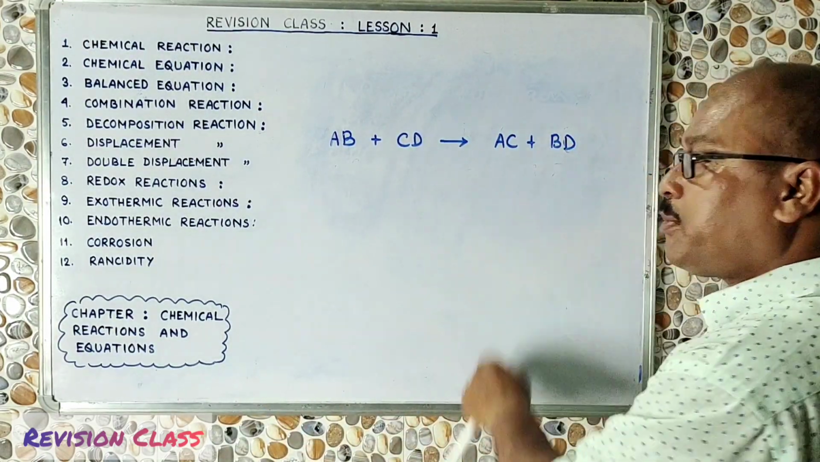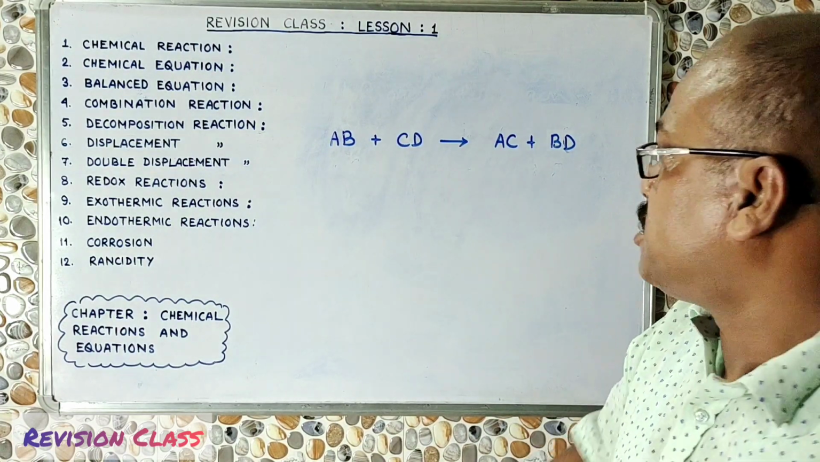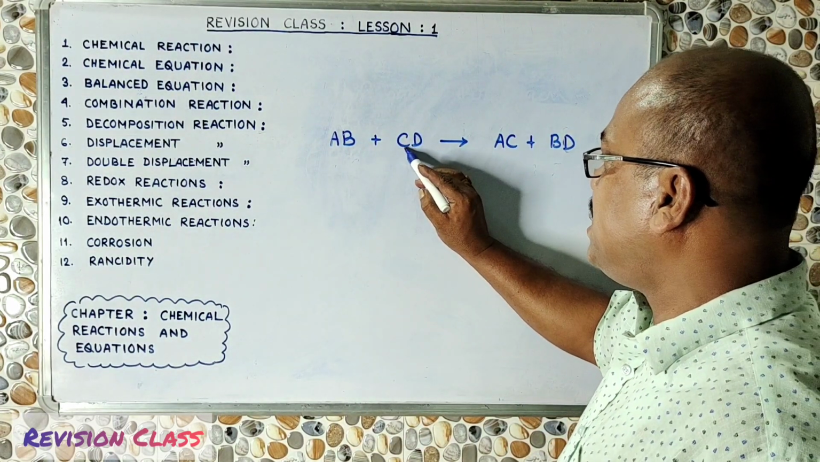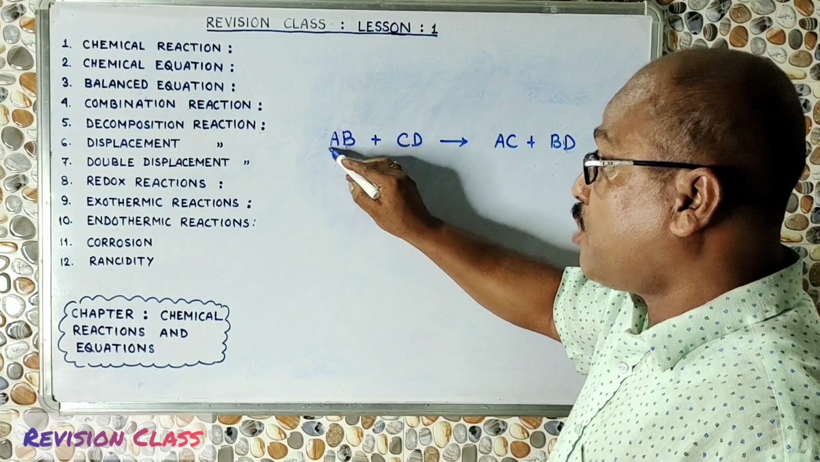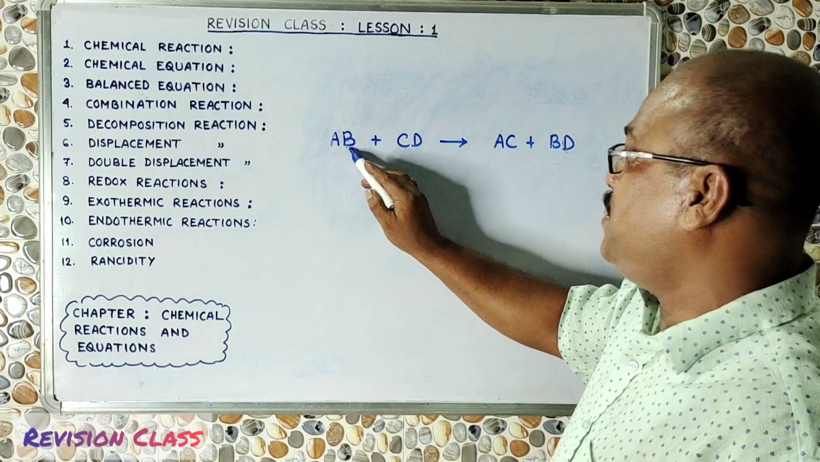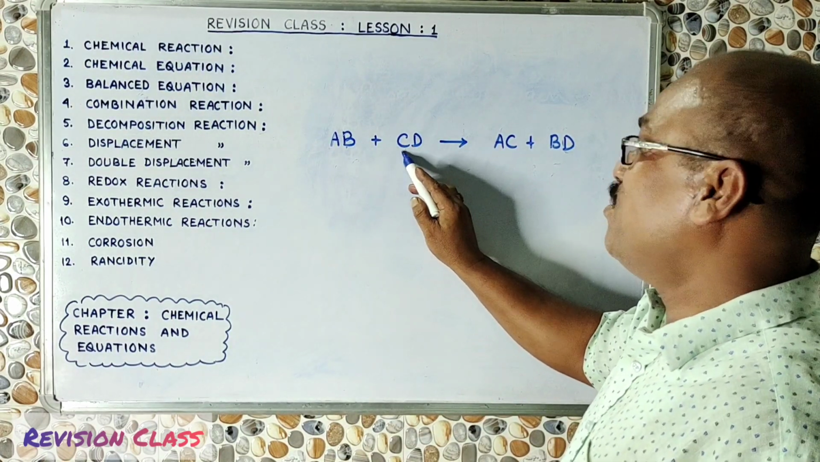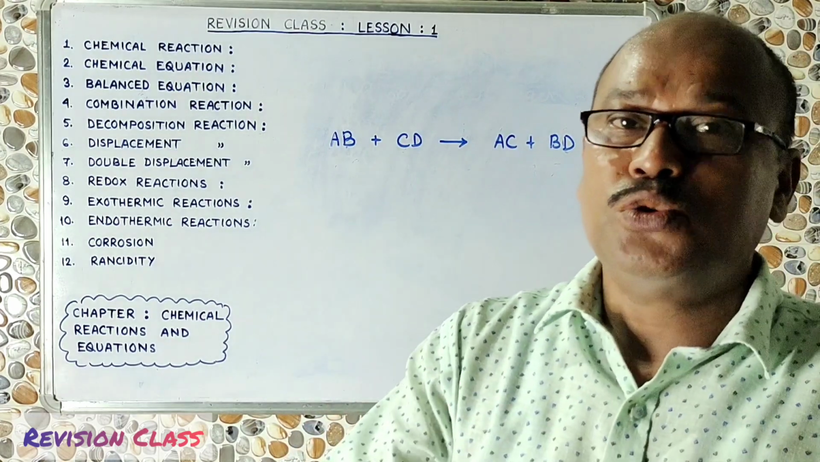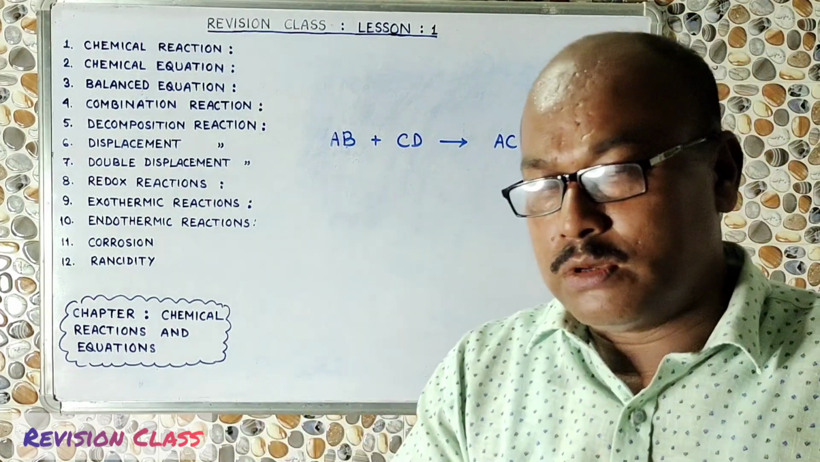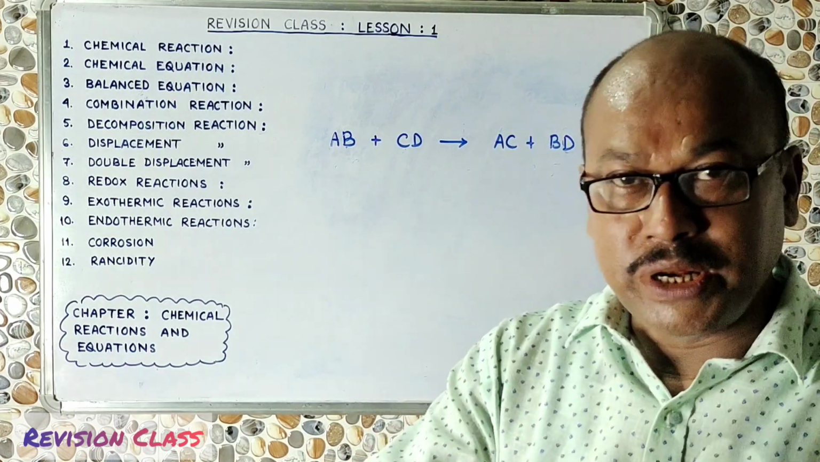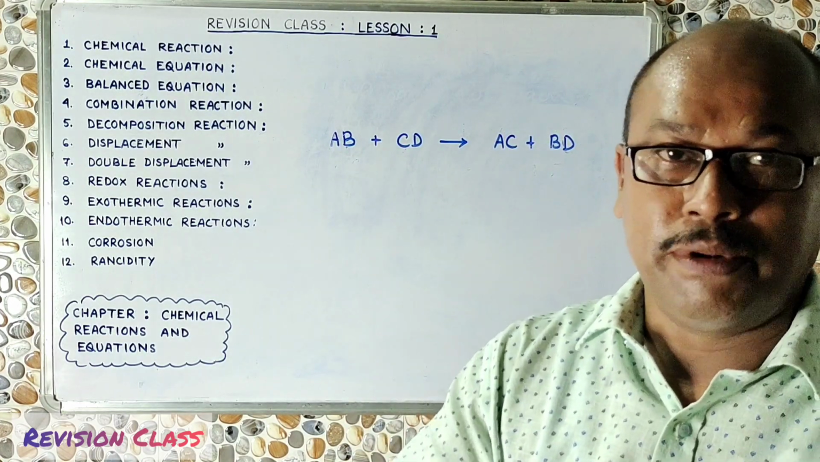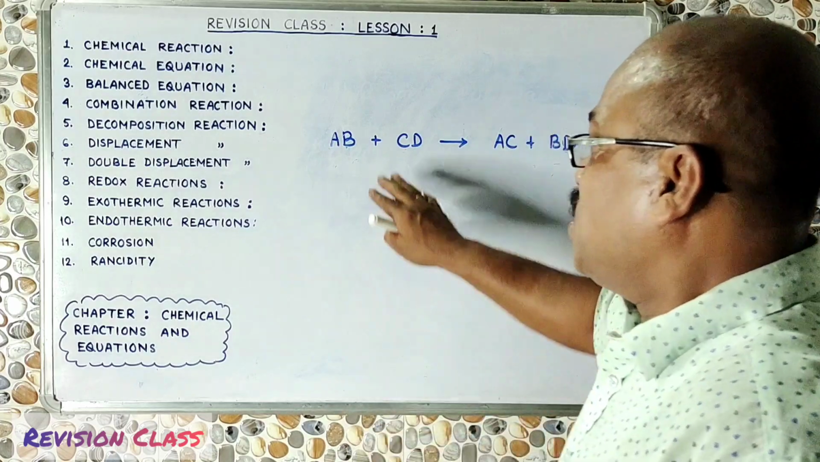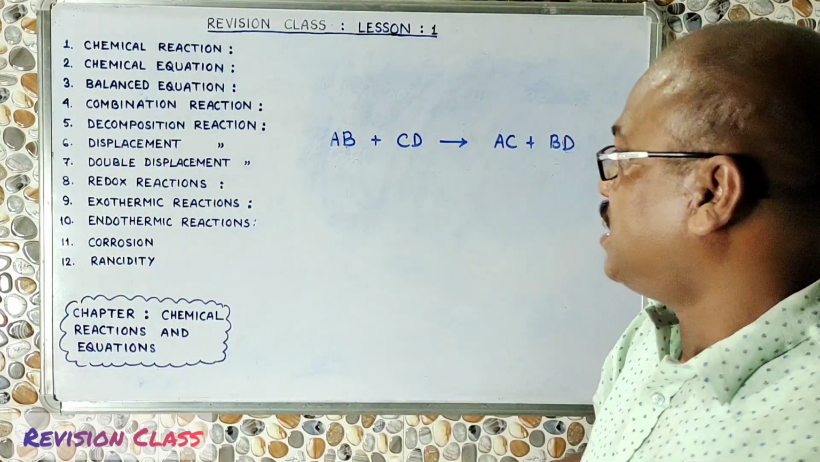So this type of chemical reaction is called a double displacement reaction. Why? Because we have seen here C has displaced B from AB, and at the same time B has displaced C from CD. Mutually two elements, two atoms or two group ions are exchanging their position. So this is double displacement reaction.